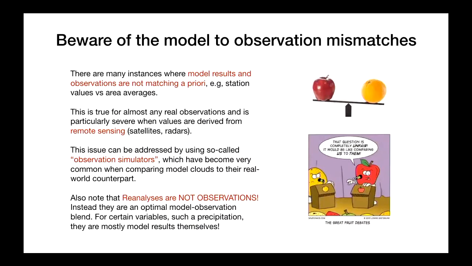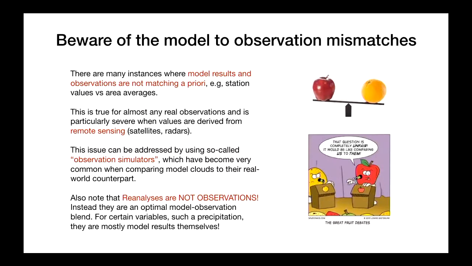And the final note, philosophical or broad note on model evaluation, which I think is more useful to take away from this lecture than individual examples, is model observation mismatches, right? They happen all the time and everywhere, and they're really hard to deal with. So that's apples and oranges, and there's the apple saying, well, that question is completely unfair. It would be like comparing us to them, right? And so you really have to be aware that when you look at a model, the model results and the observations are not matching a priori. You need to actually think about whether you can compare the two.